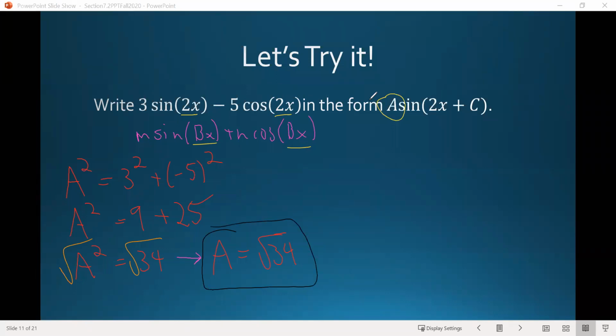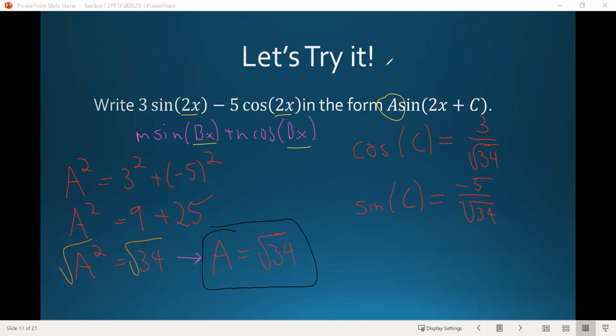And now we need to find the value for c. Again, we had those two ratios for both sine and cosine, and we're going to set them both up. From the notes we had, the cosine of c is given by the ratio m over a. So our value for m is 3 over the value for a, which is square root of 34. And then to find the sine of c, that ratio is n over a. In this case, that would be -5 over square root of 34.